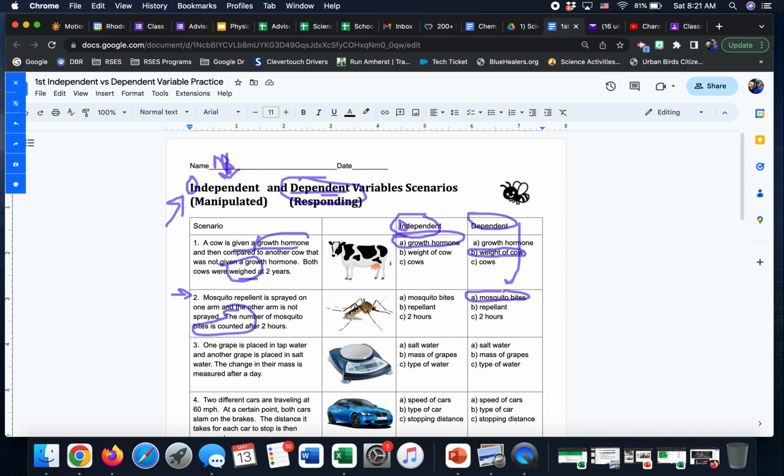Independent, well, really, it's the only other thing that changes, but we can still go by our pattern. Independent starts with I, so what do I change? Well, it says mosquito repellent is sprayed on one arm, not the other. So I'm spraying the repellent on one arm. I'm not on the other, so that is my independent variable.